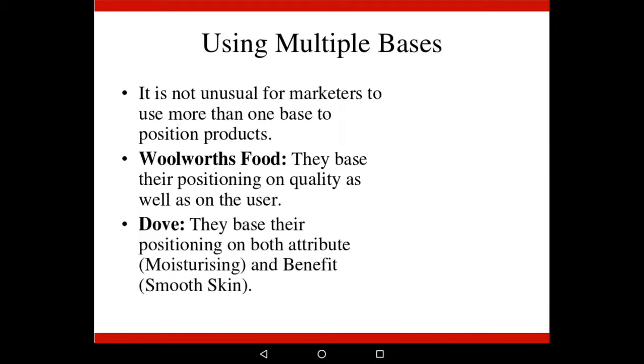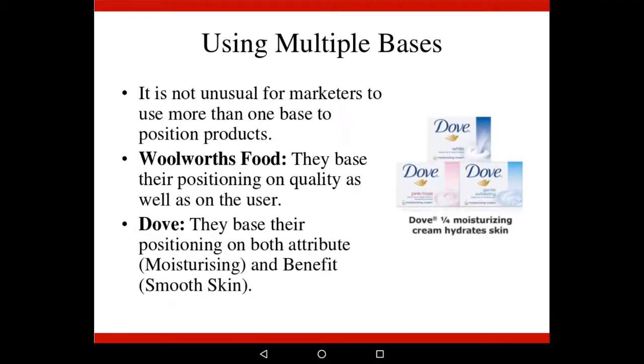And then of course Dove, they focus on an attribute, moisturizing, as well as the benefit, the smooth skin. Okay, and there you can see an example. The first line says Dove is a quarter moisturizing, that's an attribute. And then it says it hydrates the skin, which is of course a benefit. So they're doing both of them at the same time.